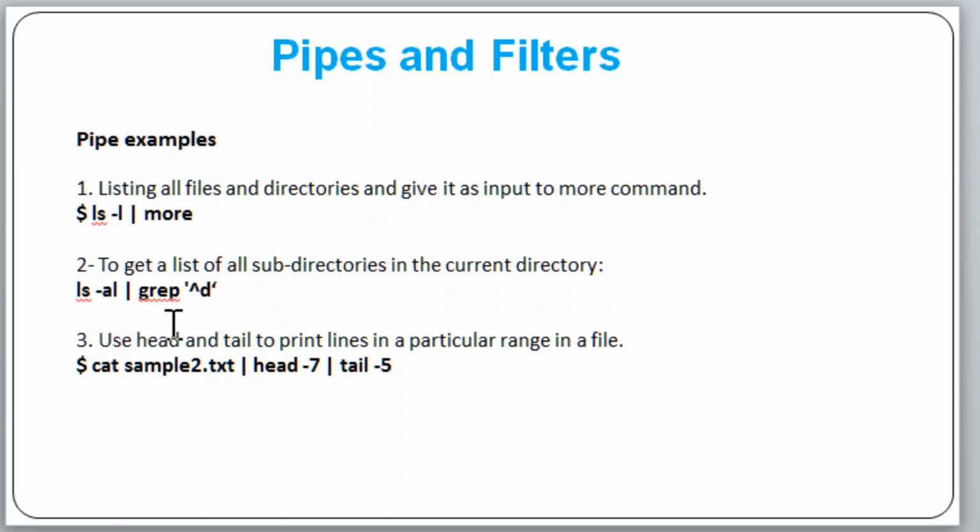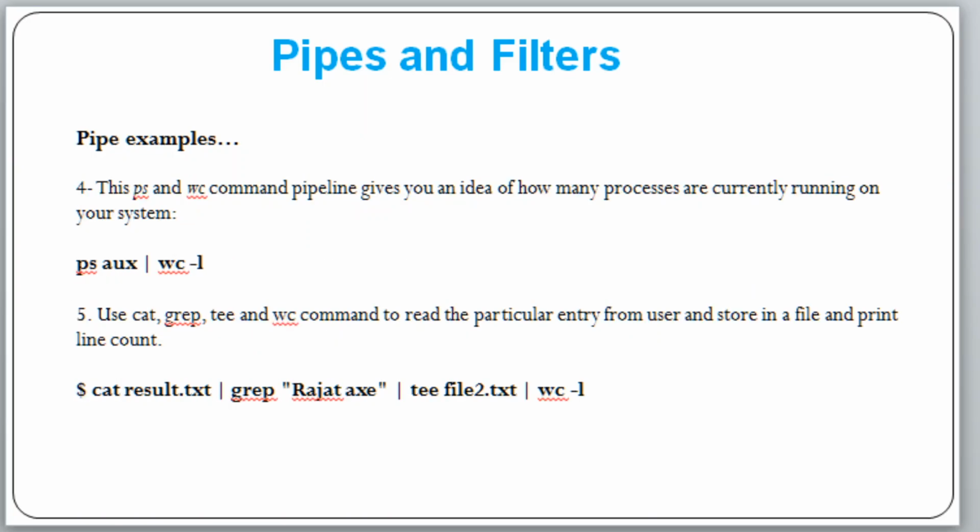We can also use head and tail to print lines in a particular range in a file. So we can cat the file sample2.txt, pipe that to head to give us the first 7 lines, and then pipe that to tail to give us the last 5 lines of those 7 lines we just did, okay? Here's some more examples.